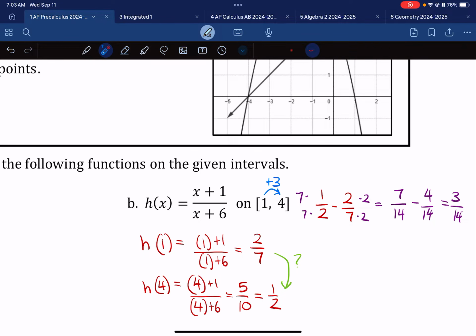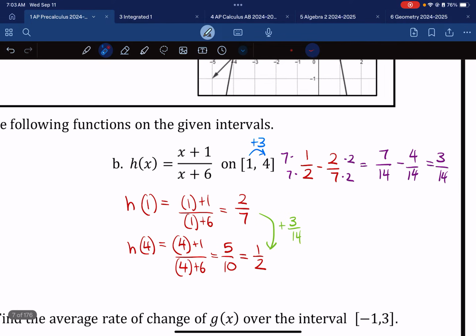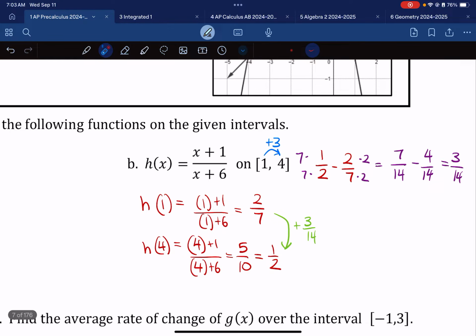So this change, I can come down and erase this equal sign, or this question mark, and I can say this is really a plus 3 over 14, which makes sense that I'm going positive because 2/7 is definitely smaller than 1/2, so I should be going positive. And then we get the even more difficult question, possibly more difficult question. How do I do the change of y divided by the change of x? Because again, that is my definition of slope.